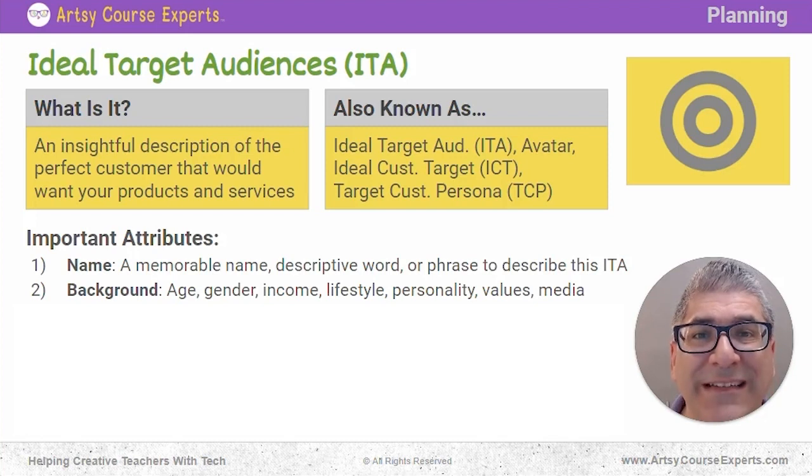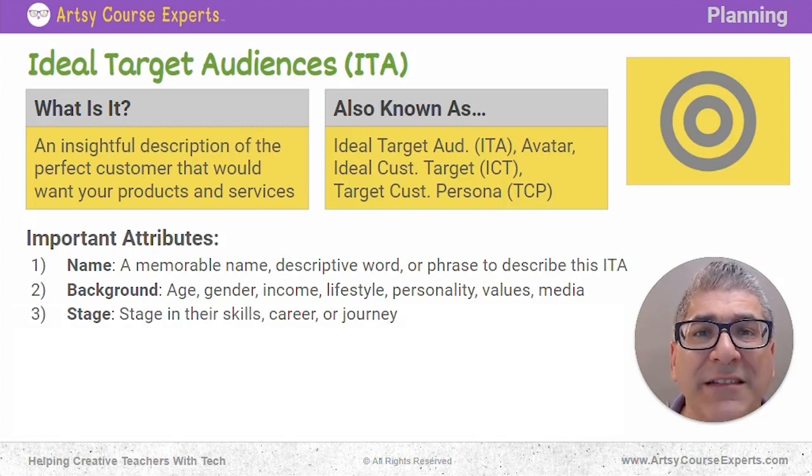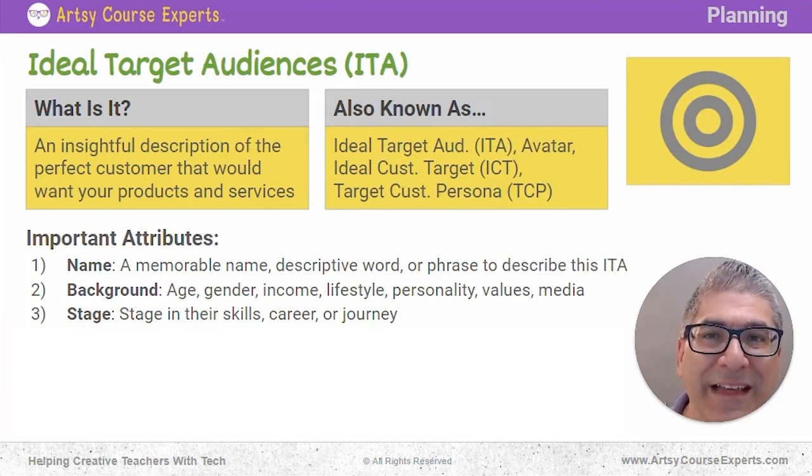The next one is stage. What stage is your target audience at? Are they a total beginner? Are they mid-level in their career? Are they doing great but they want to level up, or they want to expand or really get into that specific topic? What is it that they want to do, and where are they in that stage, so that you can appropriately help them and also use the right words for that stage.